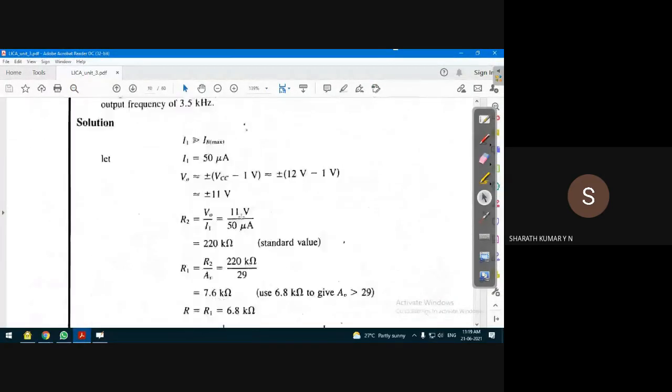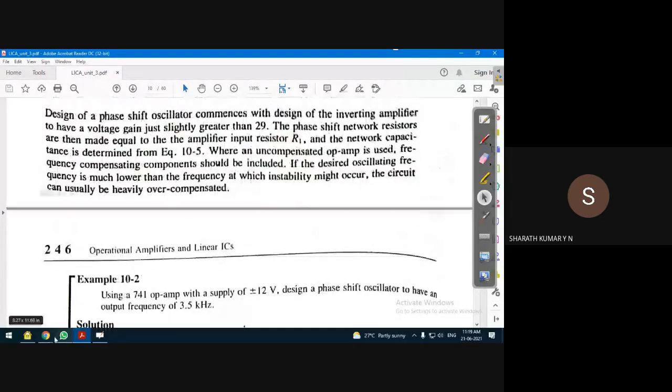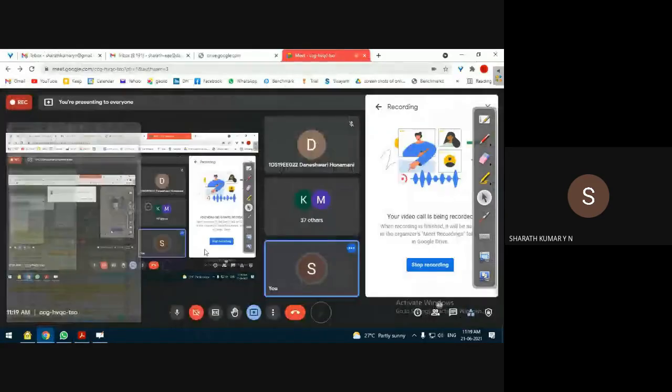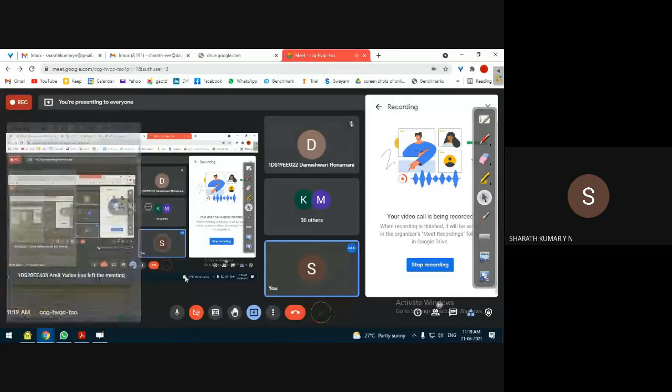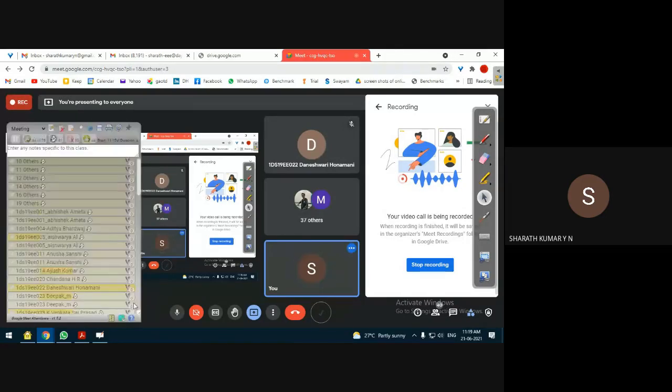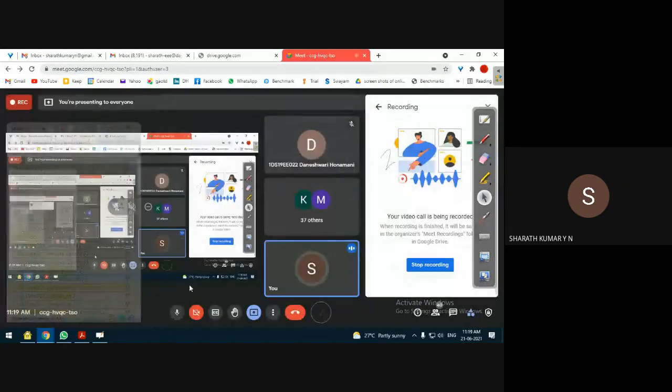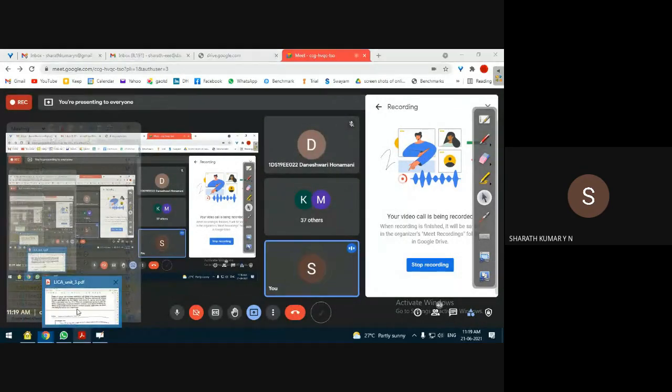This the derivation part, I said no, of course I have to discuss. After the class I'll take the screenshot and I'll share the derivation of filters as well as amplifiers. That is for a phase shift oscillator, that I'll share after the class.